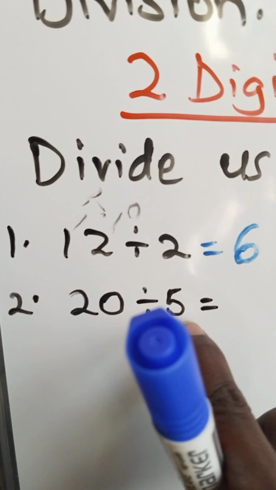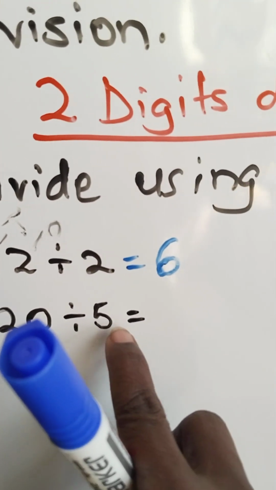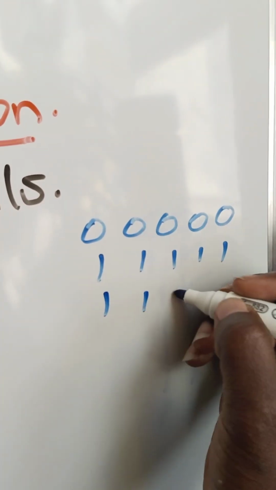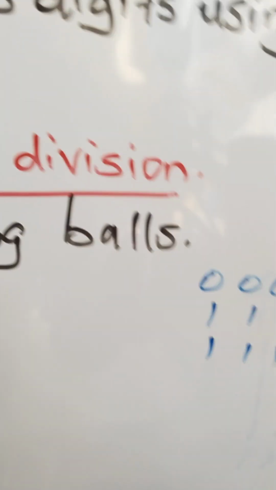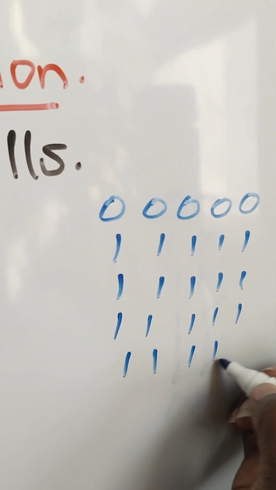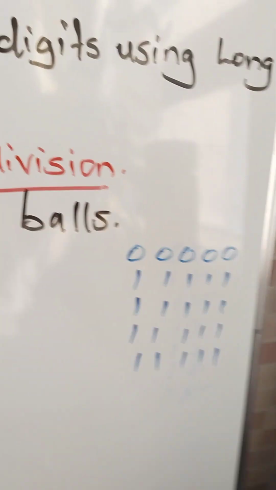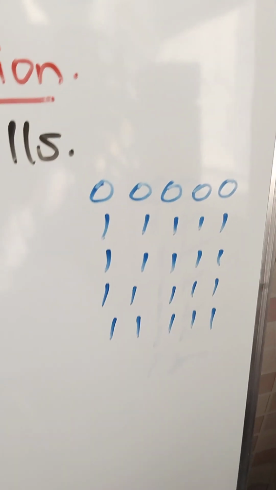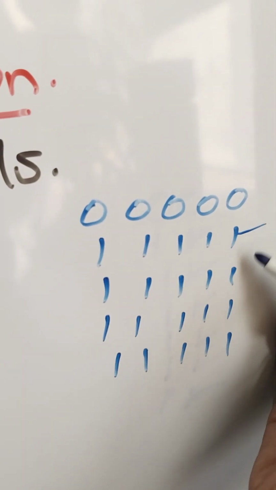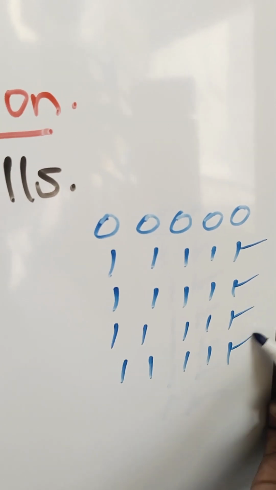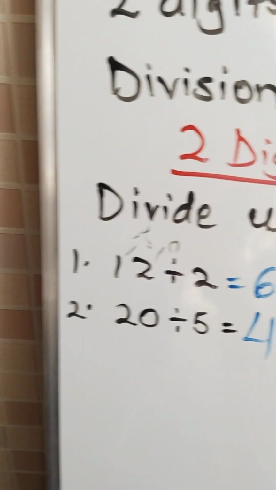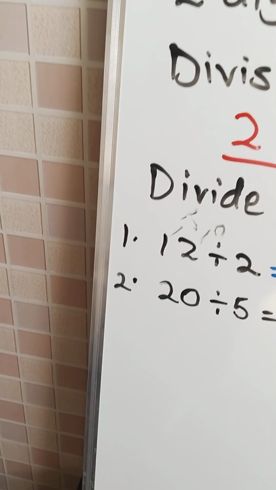This is a 2-digit number and they have told us it's divided by 5. So we are doing 20. We have started with 5, 6, 7, 8, 9, 10, 11, 12, 13, 14, 15, 16, 17, 18, 19, 20. Okay, so those are 20. So what do we do? We count 1, 2, 3, 4. So they are 4. Okay, so those are 4.